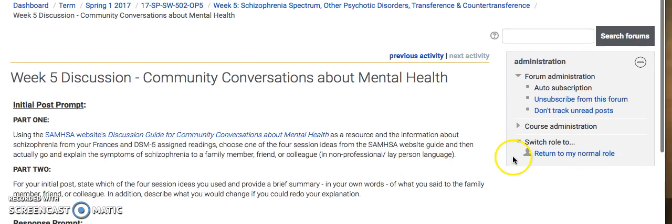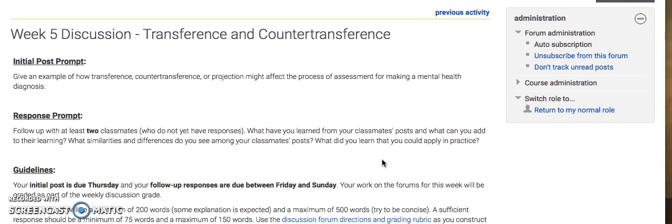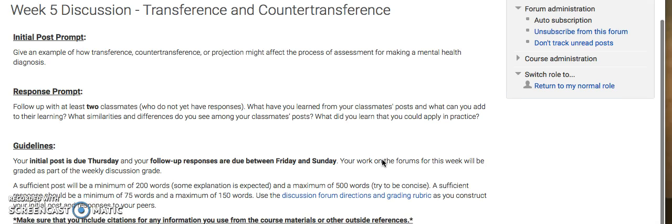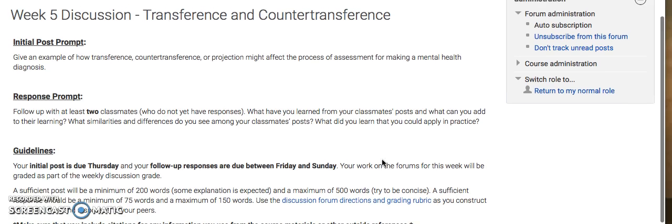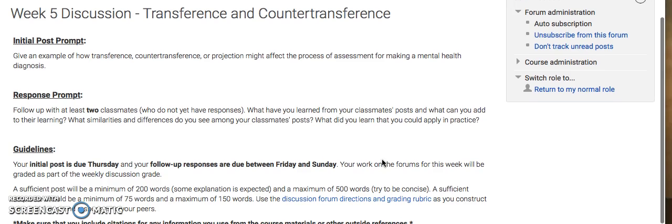And the next post, give an example of how transference, countertransference, or projection might affect the process of assessment for making a mental health diagnosis. I think that's pretty self-explanatory. So how do these feelings of transference, countertransference, or projection affect the process of assessment for making a mental health diagnosis? If you have a question about that, you can follow up with me after you watch the videos and read the articles.